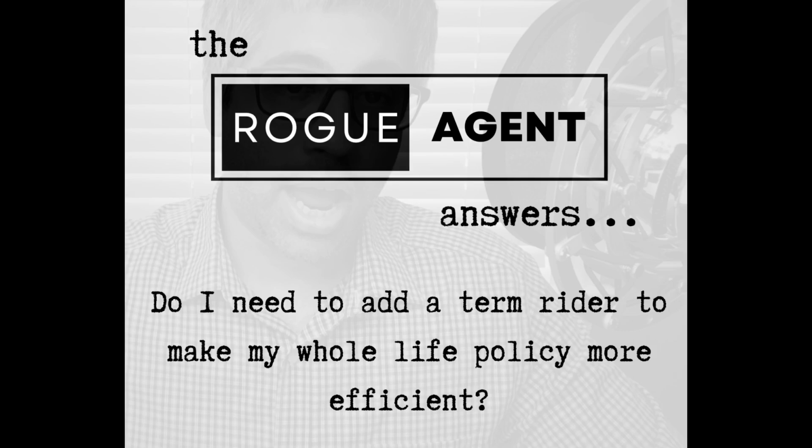It's not cheaper on a cost per thousand of insurance to buy paid up additions, because the mortality charges are the same. The mortality charges don't change because you buy a different type of life insurance or because you're buying it in a different way. Your mortality risk is the same. So the cost of insurance is the same.